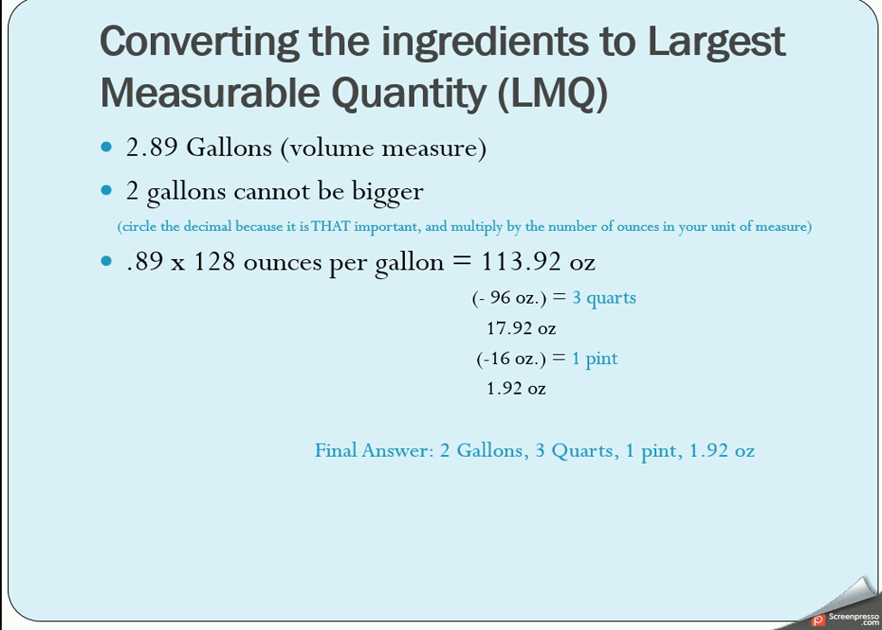So I can subtract out of that. I know that it's not as big as a gallon, so this is going to be relatively easy for me. My 3 quarts is equal to 96 ounces. I'm then left with 17.92 ounces, of which I can take out 1 pint. So my final answer for 2.89 gallons is 2 gallons, 3 quarts, 1 pint, and 1.92 ounces.